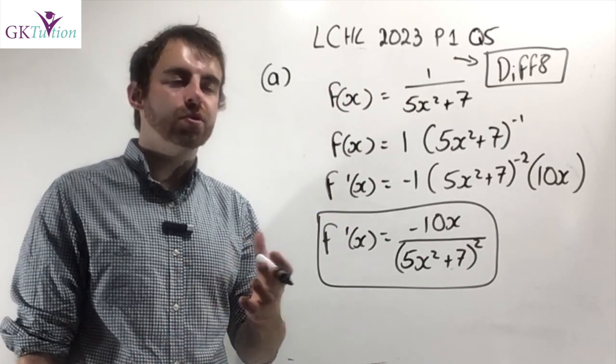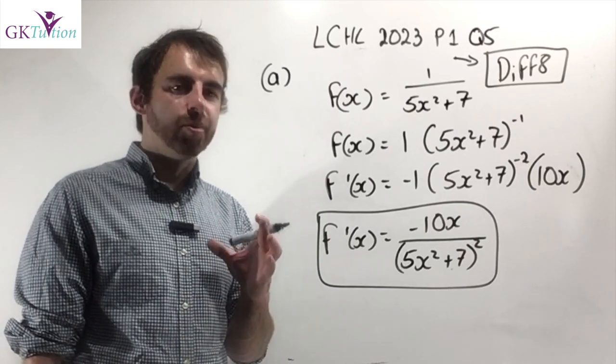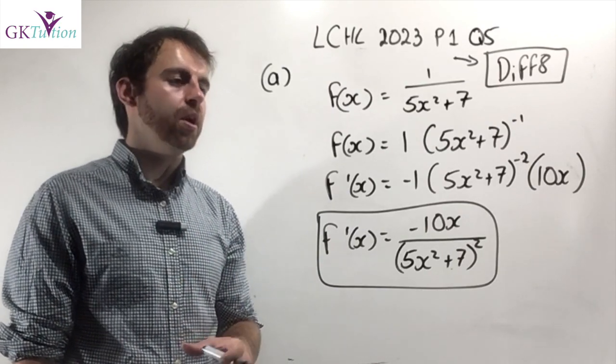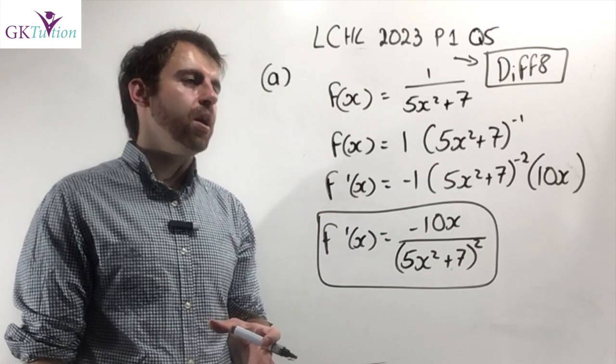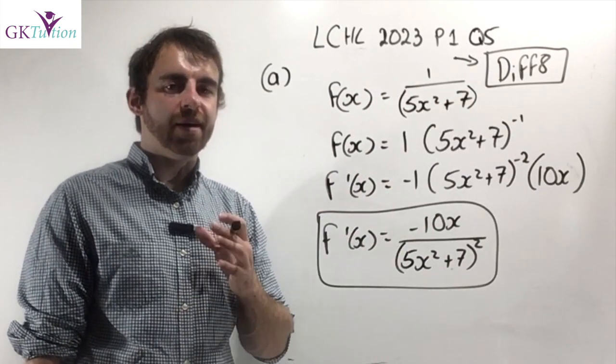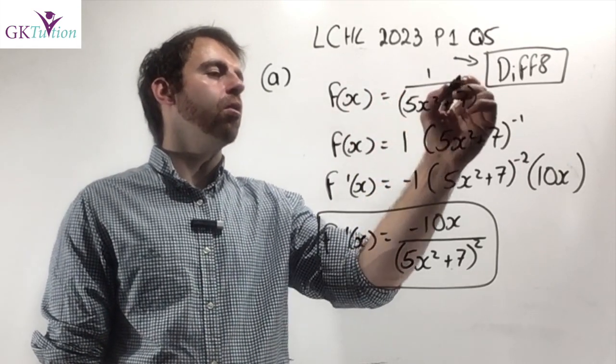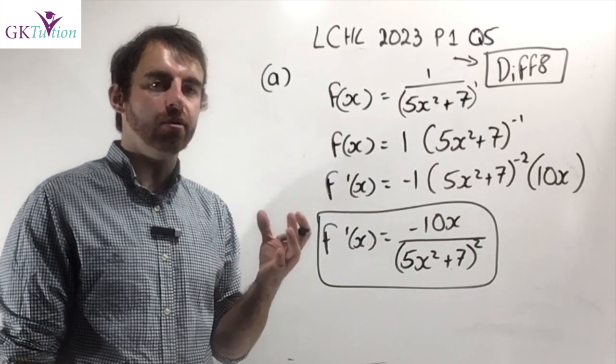Now you can use the quotient rule to do this one if you want, but it's a bit longer, and I think you're better off if you use the chain rule. So that's the way I've decided to do it. If you want to use the chain rule, you have to simplify f of x before you differentiate. So you should recognize you've 1 over 5x squared plus 7 to the power of 1.